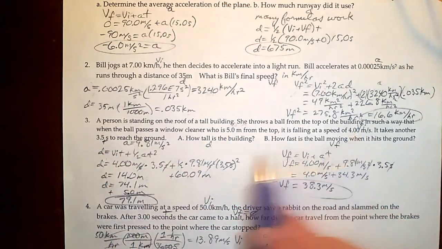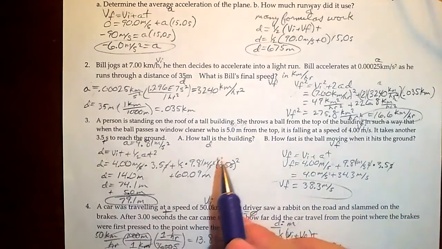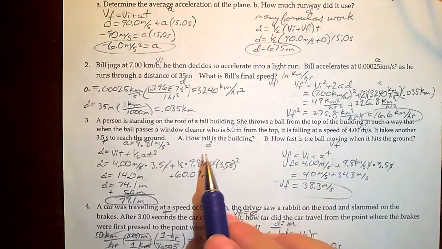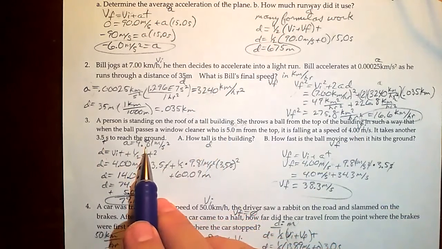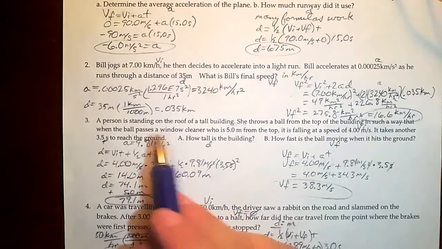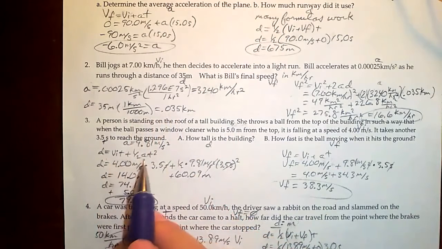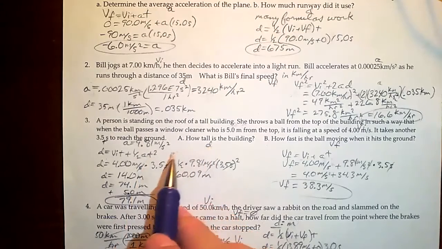We know VI, we know T, and we know A because it's gravity, right? And some people will just write this as small g. So if you look up at the top, this is the formula that works, because remember, we have to throw out everything that has VF in it. We don't know that, and we're not asking for it.